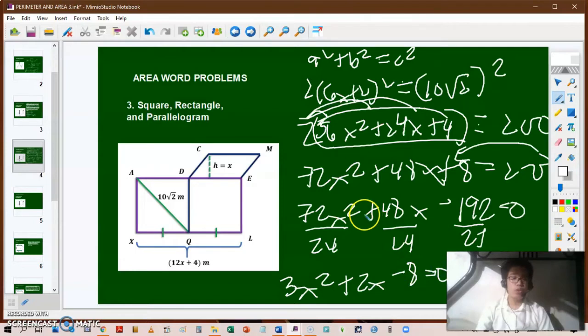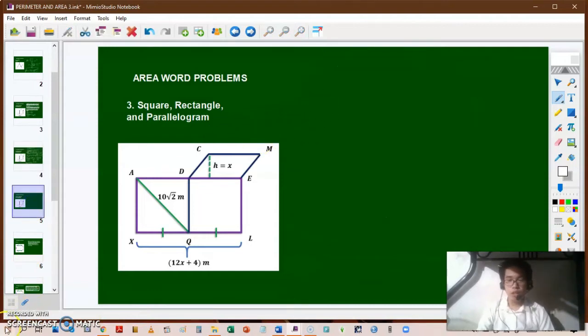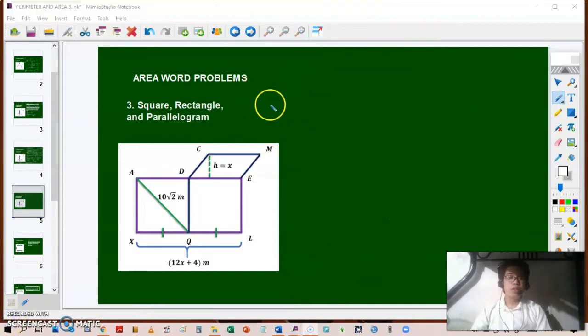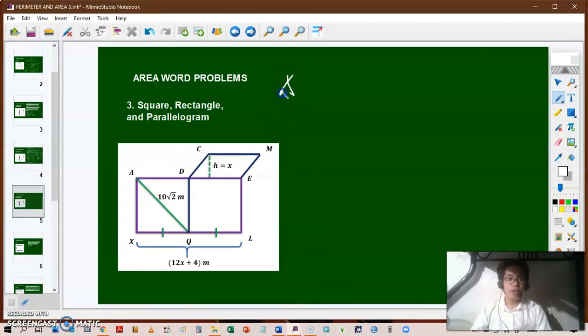If you use the quadratic formula, x is equal to negative b plus or minus the square root of b squared minus 4ac, all over 2a. So the value of x, using the quadratic formula, is going to be 4/3 or negative 2. But we can't use negative 2 since there is no negative measurement for the sides. So the value of our x is 4/3.